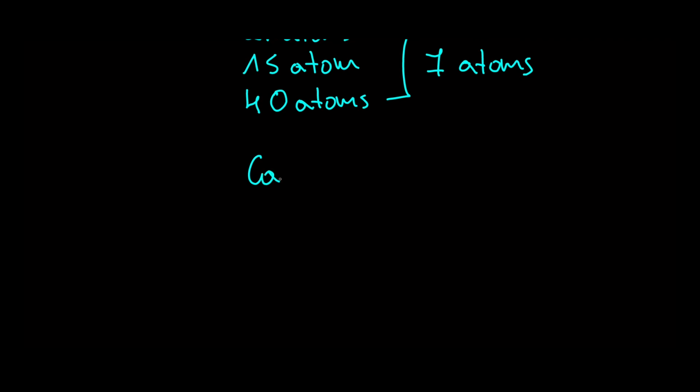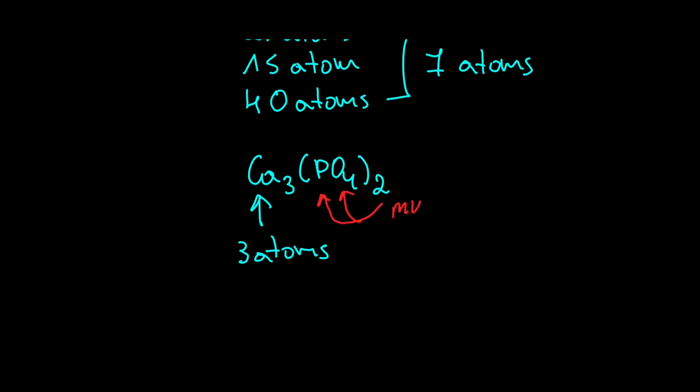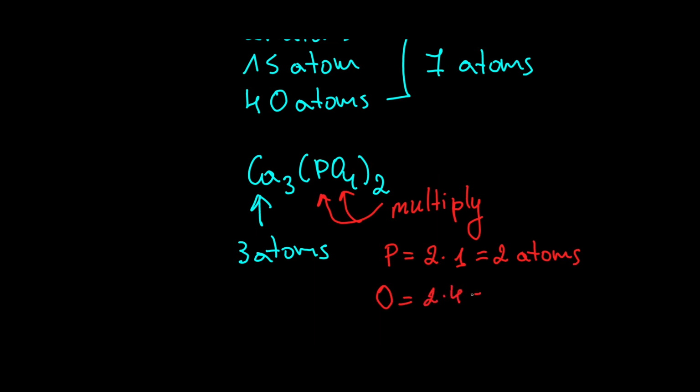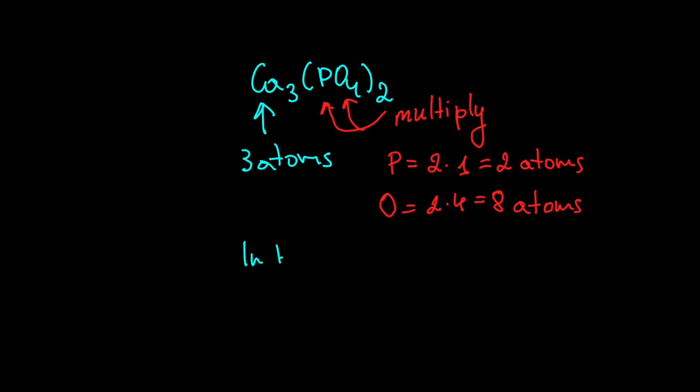What if we have something like calcium phosphate? Well, we can for sure say that there are three calcium atoms, but what about the phosphorus and oxygen? If we have parentheses, we need to multiply the outside subscript with the inside subscripts. So for phosphorus, it would be 2 times 1, because we have no subscript near it. And for oxygen, it's 2 times 4, which equals 8. So in this molecule, we have a total of 13 atoms.